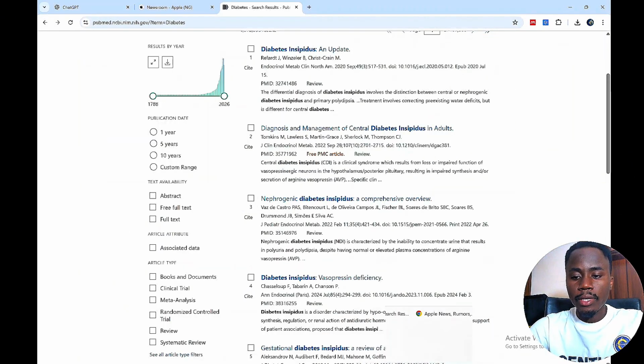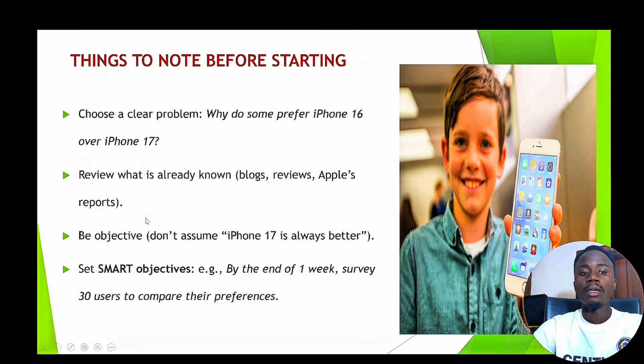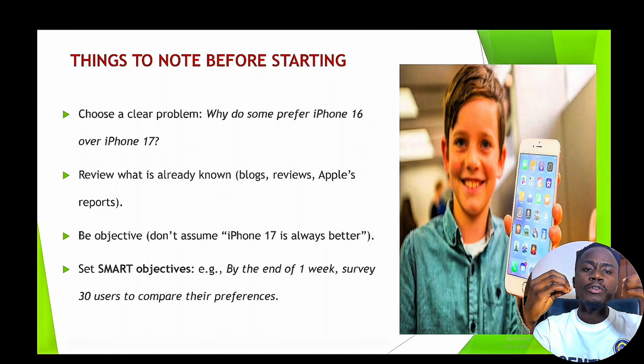Now, the next thing that we need to understand right away is that we need to have an objective, right? So before you start any type of research, you need to be objective. Don't assume something is always better. So you need to clearly spell out objectives, okay? It's very, very important. Another thing you need to know for you to perform any research is that you need to set a SMART objective.